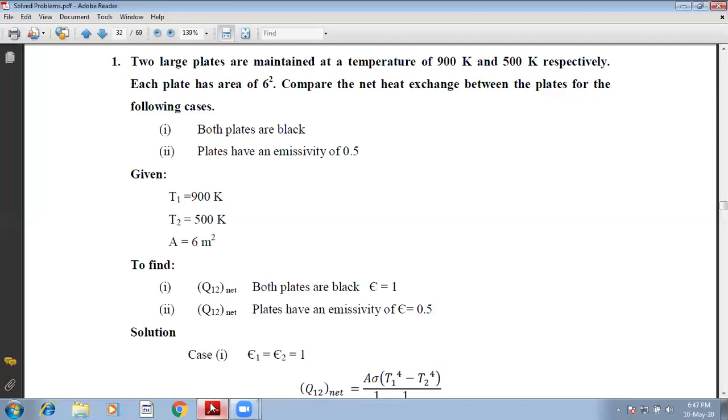Now, we have also come across a term called total emissive power, which is the amount of energy radiated per unit area. Then we have also discussed monochromatic emissive power, which is the amount of energy radiated per unit area, per unit time, for a unit wavelength.